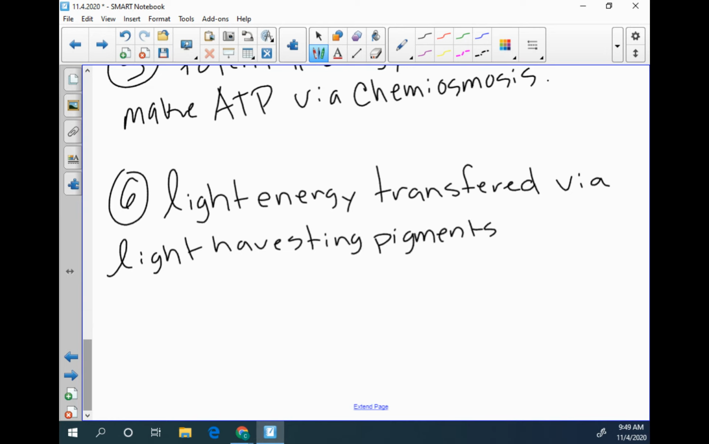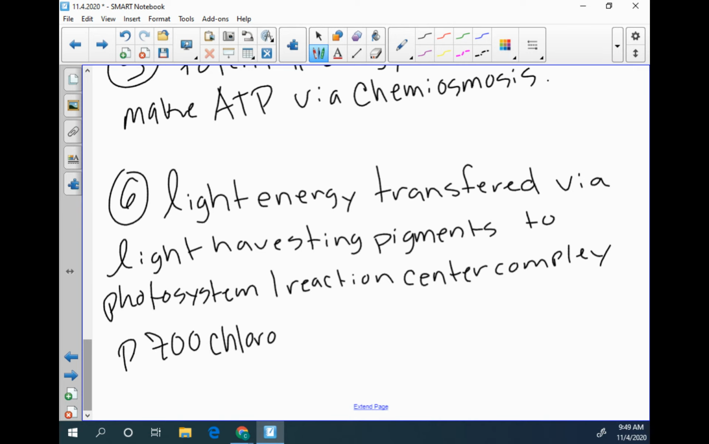Then we have our P700 chlorophyll a's that are now excited. So we do have light being transferred to this primary electron carrier, just like in PS2. So the same system that happened before, with the electron bouncing from pigment to pigment to pigment, eventually reaching those special chlorophyll a's.